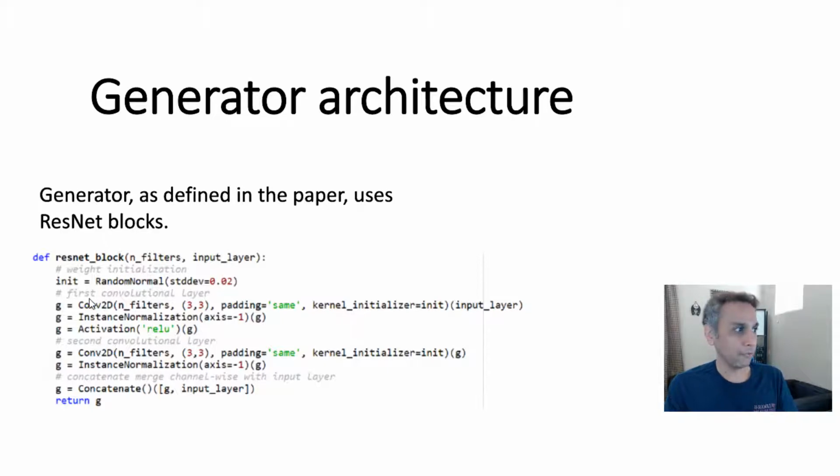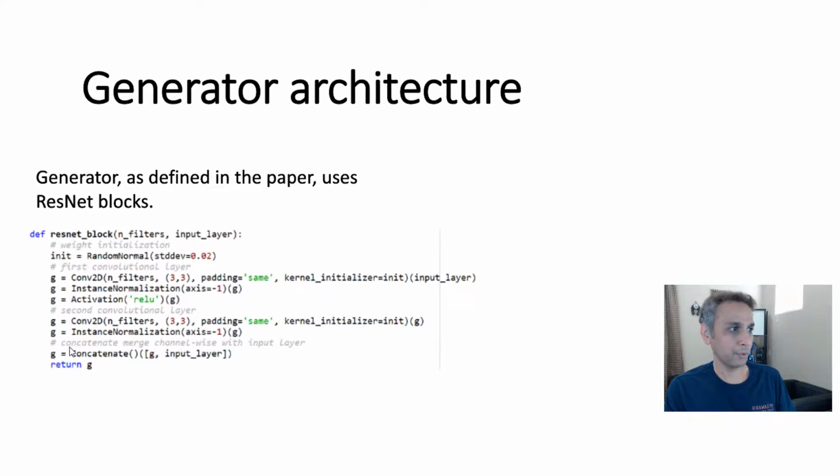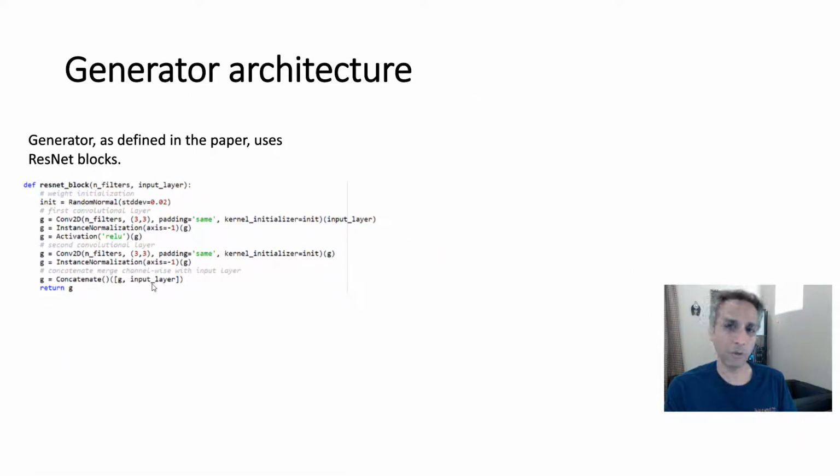The output that you get from this operation is going to be concatenated with the input. This is exactly what a residual is. So that's what finally you get here. Concatenate your output right there with your input layer. So this is your residual block.